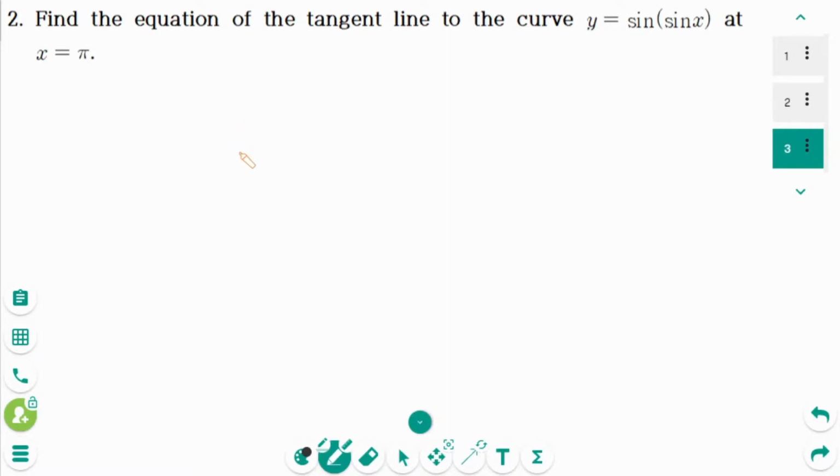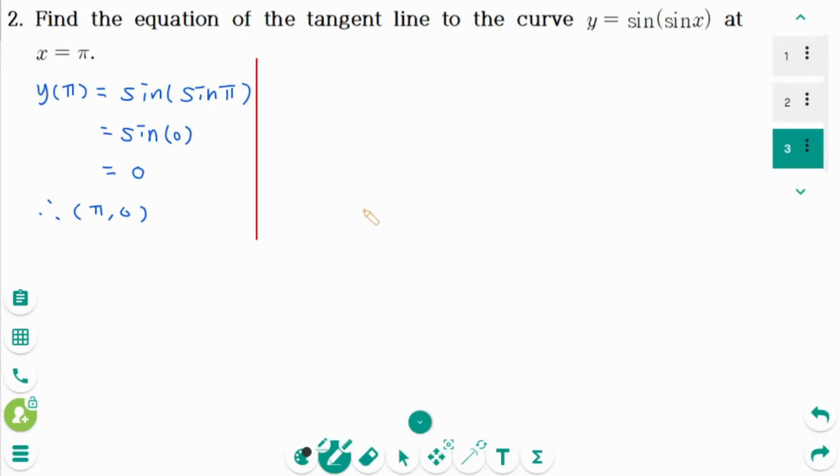The y value when x equals pi, y of pi equals sine of sine pi, which equals sine 0, which equals 0. Therefore, the point is pi, 0. That means the tangent line to the curve passes through pi, 0. Now shall we find the slope of the tangent line when x equals pi?